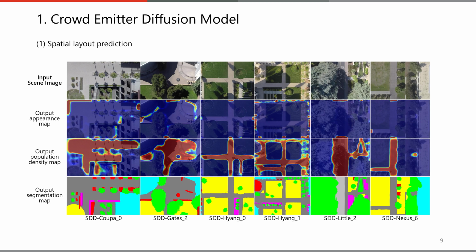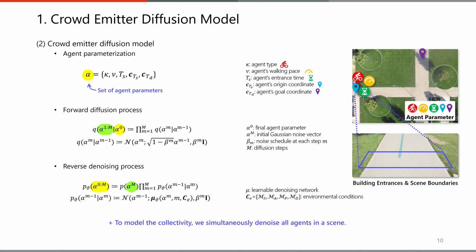Here, the appearance map shows where crowds can enter and exit the scene. The population density map shows where people are likely to gather, and the semantic segmentation map represents the scene structure and types of obstacles. Next, we use diffusion models to populate the environment. The crowd emitter diffusion model generates agent parameters including agent type, walking pace, entrance time, and the origin and goal coordinates. Here, to model the collectivity, we simultaneously denoise all agents in a scene. Through this, we can produce when and where crowds will appear at building entrances or scene boundaries.